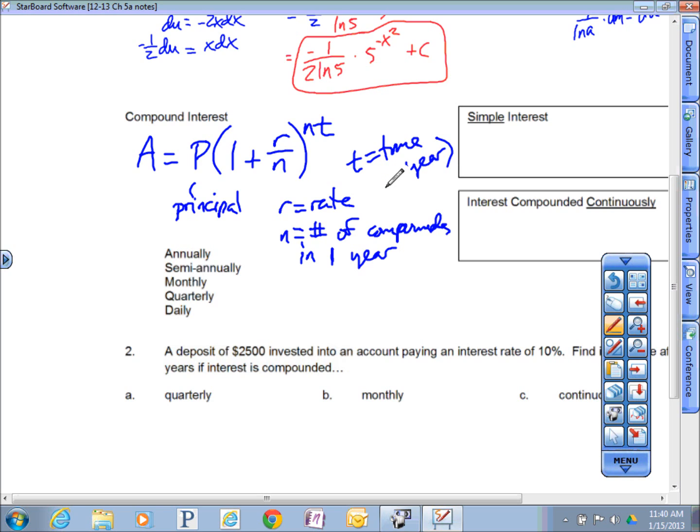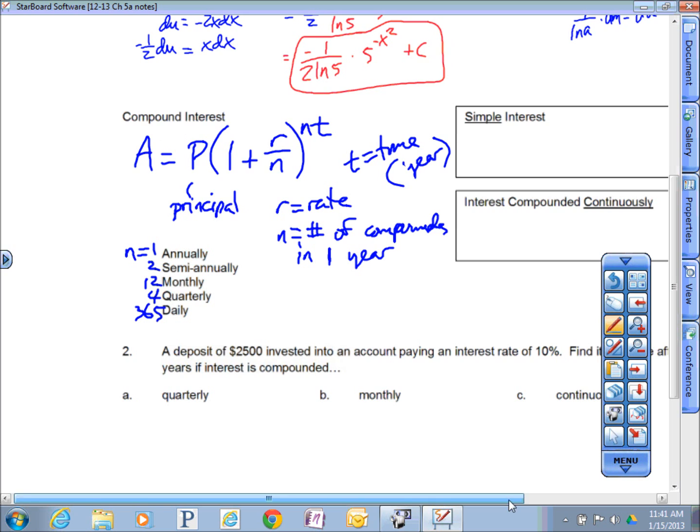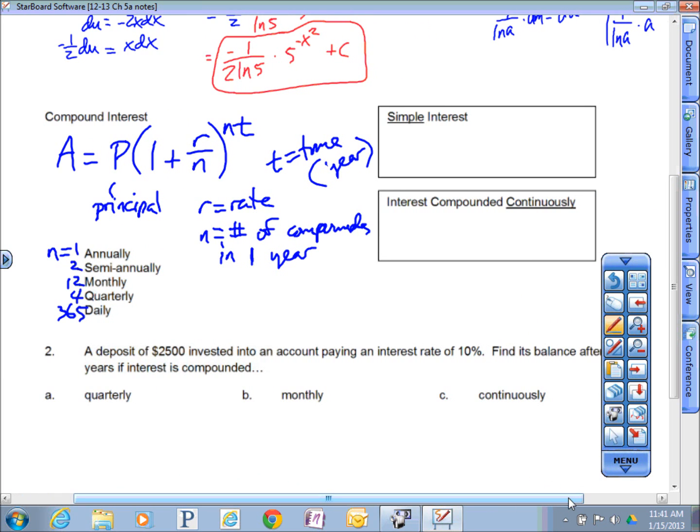So annually would be N equals 1. Semi-annually 2, monthly 12, quarterly 4, daily 365. I'm hoping that that's a nice little review of compound interest. So anytime we don't see the word simple or the word continuous, we're going to use that compound interest formula.